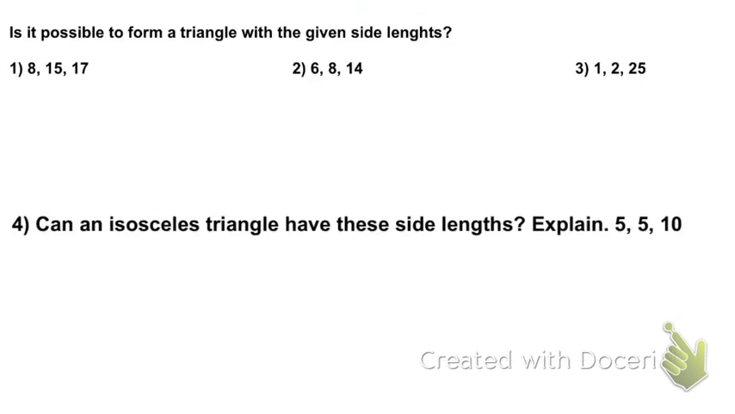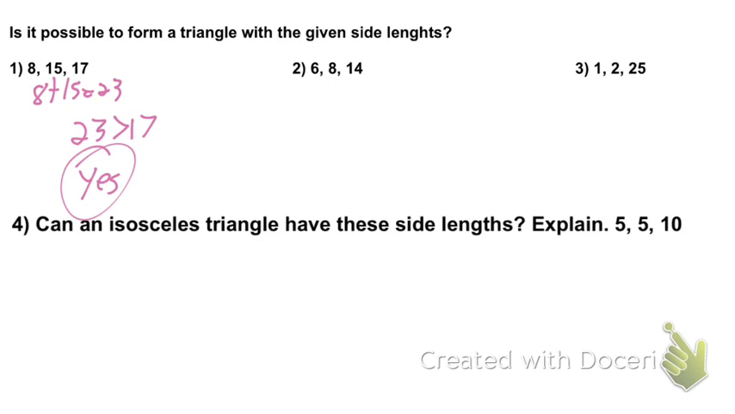If I ask, is it possible to form a triangle with these side lengths, 8, 15, and 17? Can we form a triangle there? How do we know? Because if the two add together, 8 plus 15, that's 23. Is 23 bigger than 17? Yes, we can. So your answer is yes, and your work to show or explain yourself is right here.